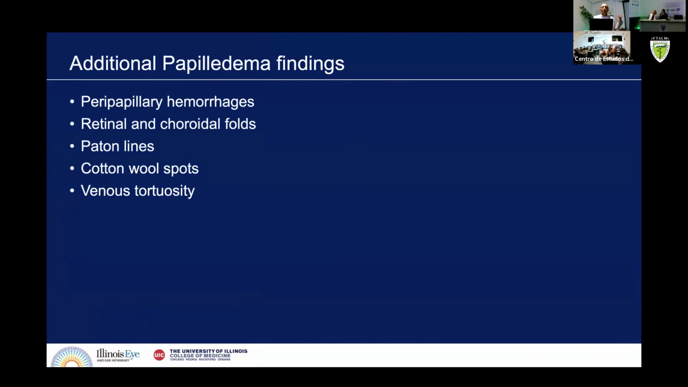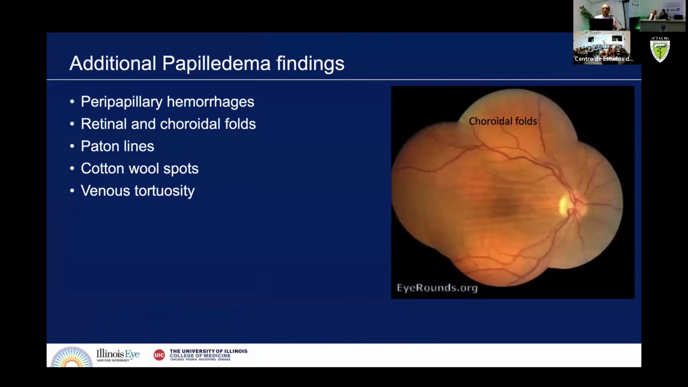So you can get peripapillary hemorrhages. We saw that in the first case today. Retinal or choroidal folds can look like this. So just like you can get fluid from the nerve in neuroretinitis, you can get fluid from the nerve from elevated intracranial pressure, like this in a choroidal fold, and you can imagine that might affect the visual acuity as well.